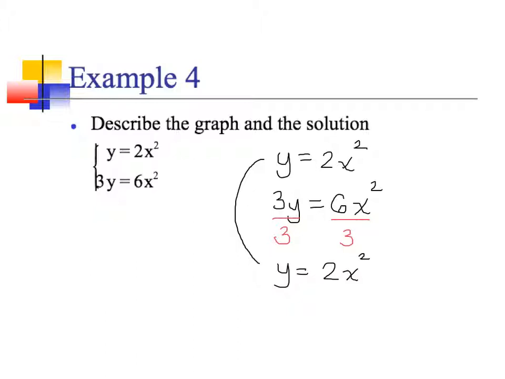And what that means is they represent a consistent system of equations because of the fact that they have at least one point in common. In fact, all of their points they have in common. So again, if there's at least one point in common between the two equations, then you have what's called a consistent system of equations.